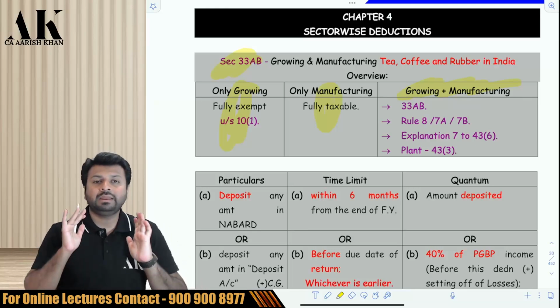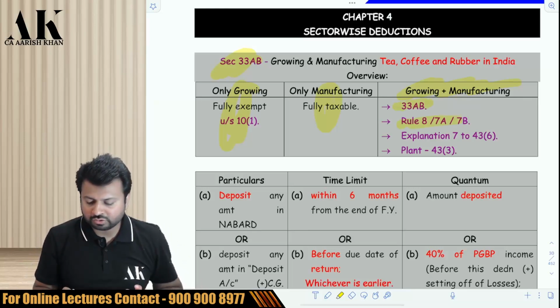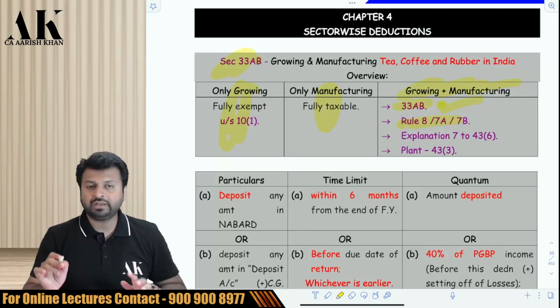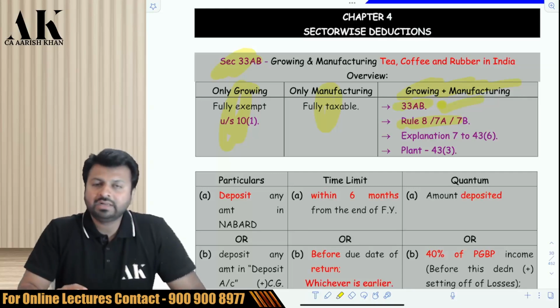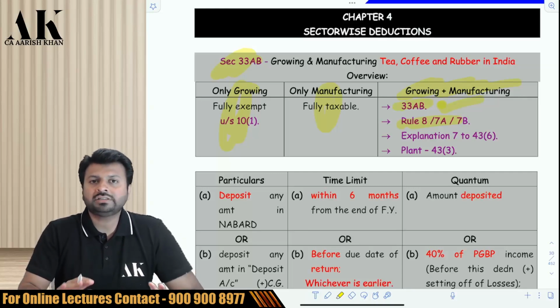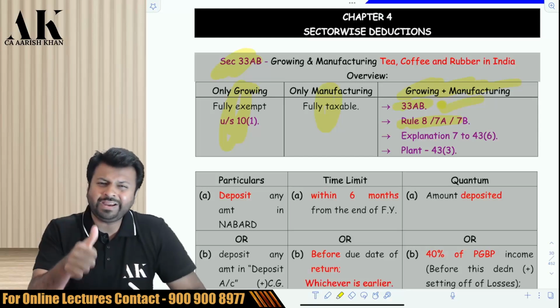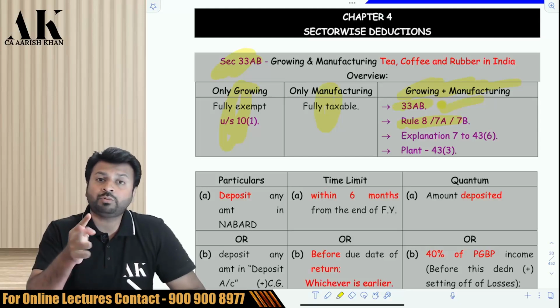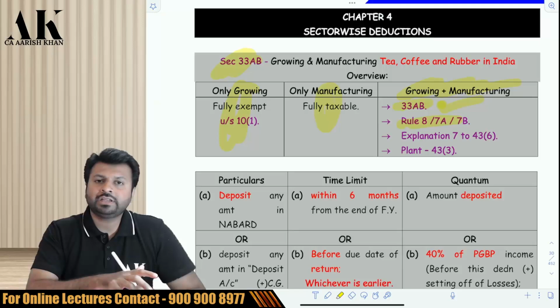So today's session is more importantly for these two, and in that also more importantly for the first one, that is section 33AB. In 33AB, what is the deduction? The deduction is available to assessees who are engaged in growing as well as manufacturing. You have to do composite activity, growing and manufacturing tea, coffee and rubber in India.